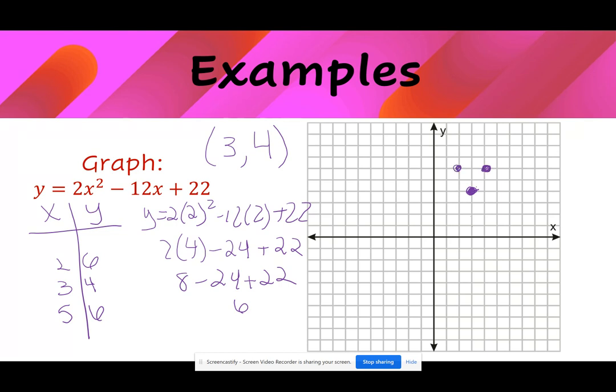Our next point won't be on here, but you would then plug in 1 or 6. Use your axis of symmetry and draw your graph.